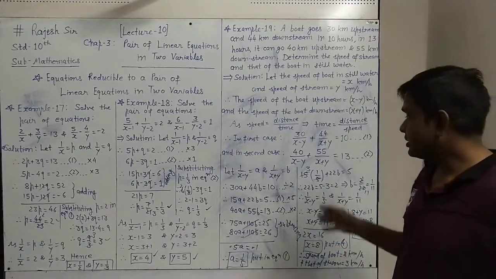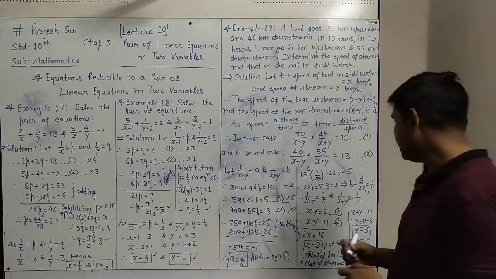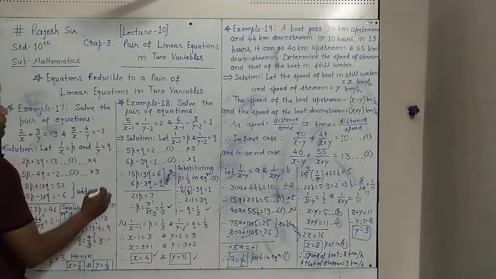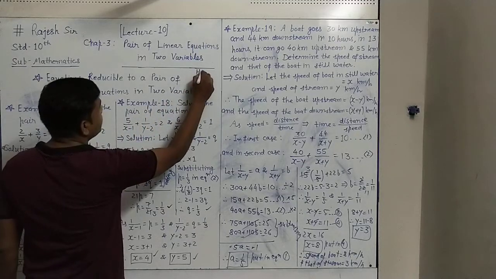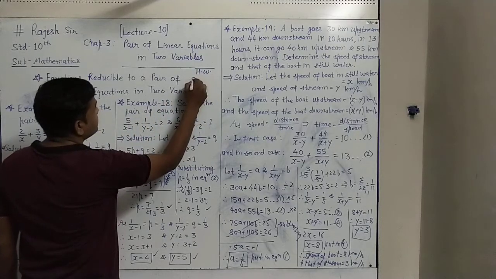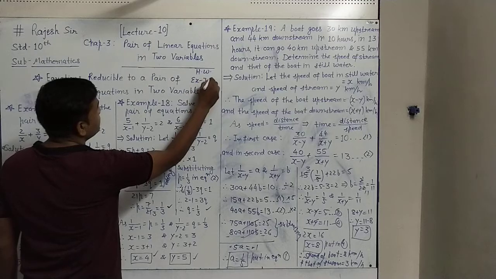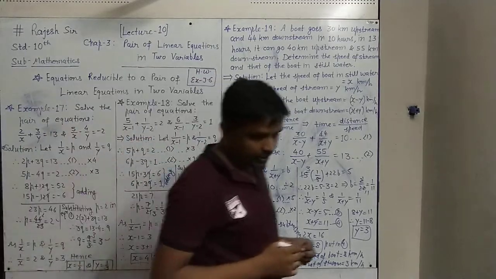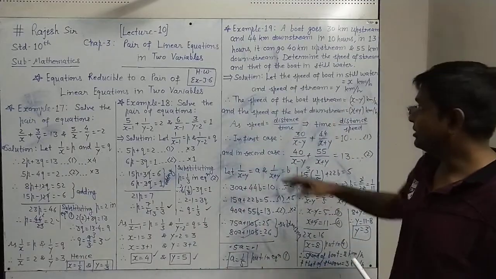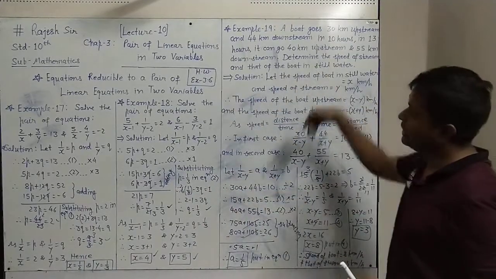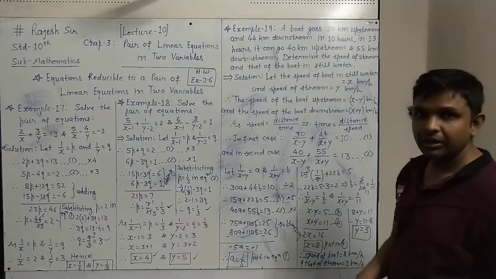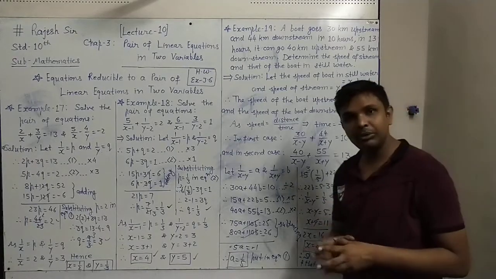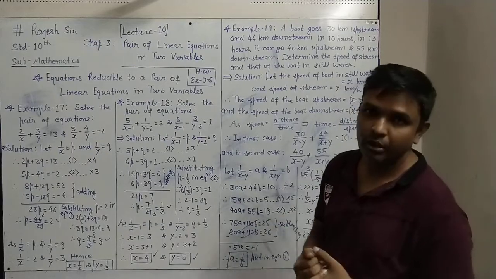And now you are suggested to solve the exercise. This is your homework. The homework is exercise 3.6. You have to complete exercise 3.6. You will find this type of questions in complicated form of equations, and you have to simplify them, reduce them to a pair of linear equations, and then solve it.